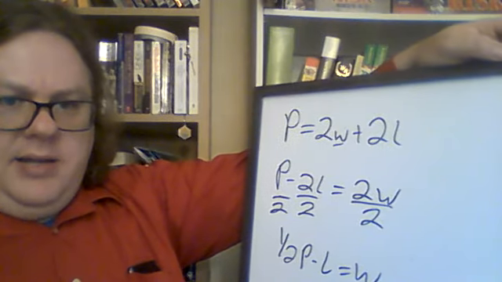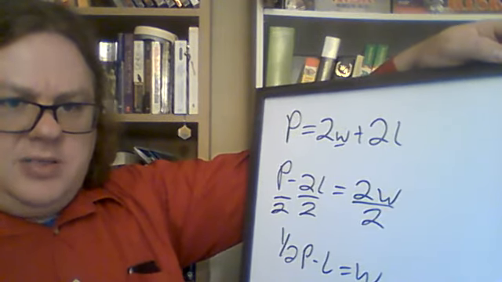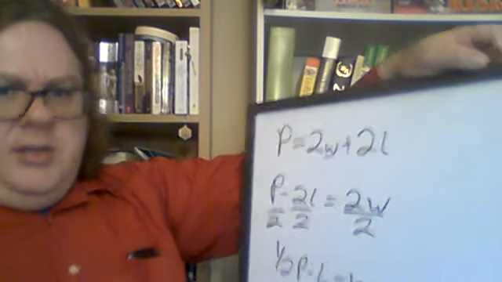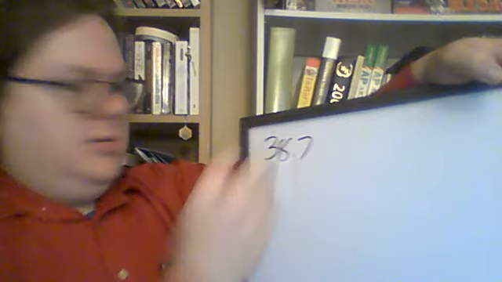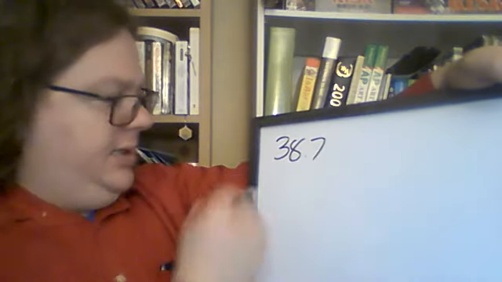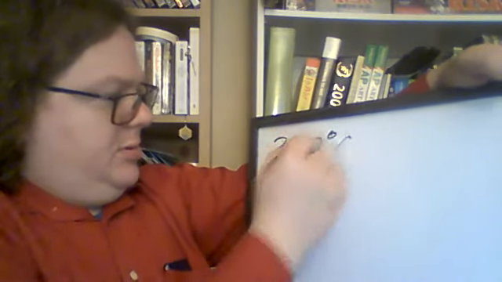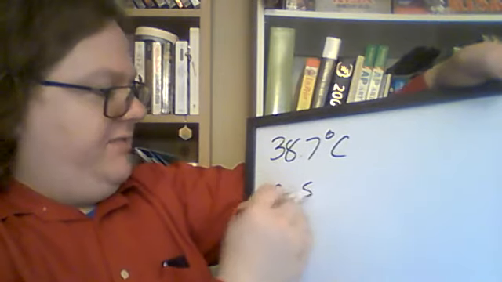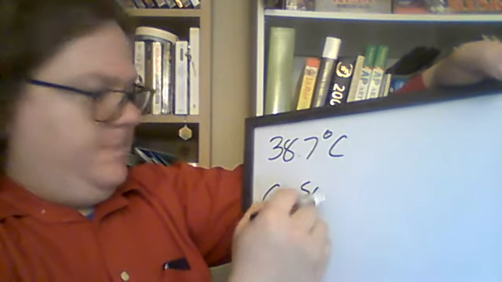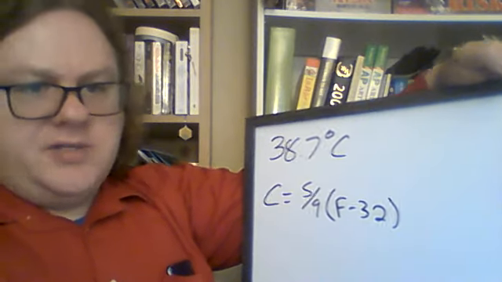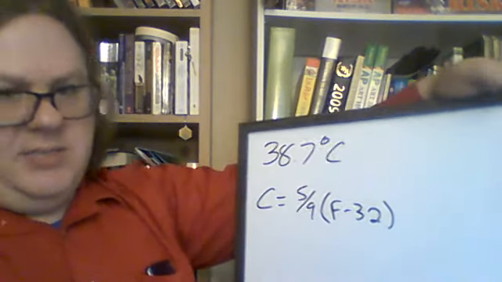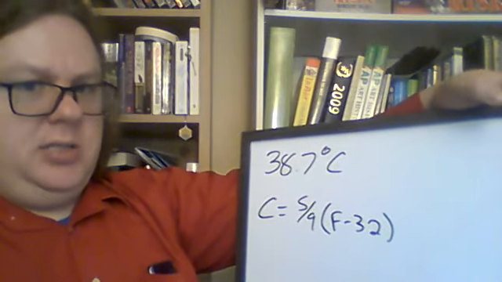Okay. And last one is a word problem. The average dog has a normal temperature of 38.7 degrees Celsius. The formula C equals 5/9 (F minus 32) can be used to convert Fahrenheit to Celsius. What's an average dog's temperature in Fahrenheit?